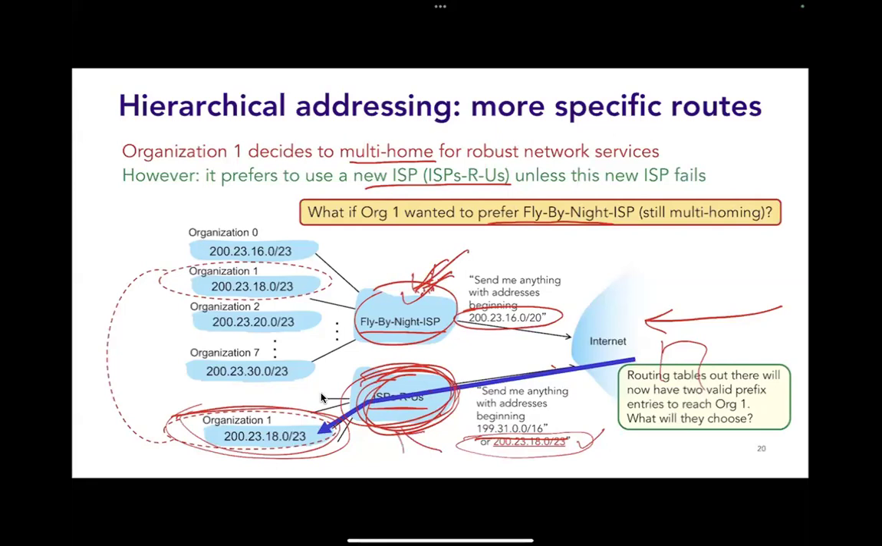In that case, what should organization one do and what should the fly-by-night ISP do? I will let you guys think about it. And if there are any questions, you can ask.